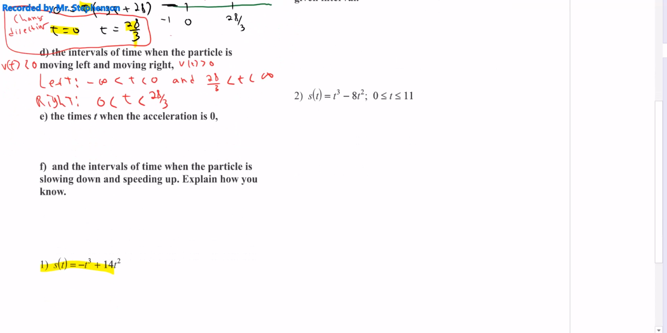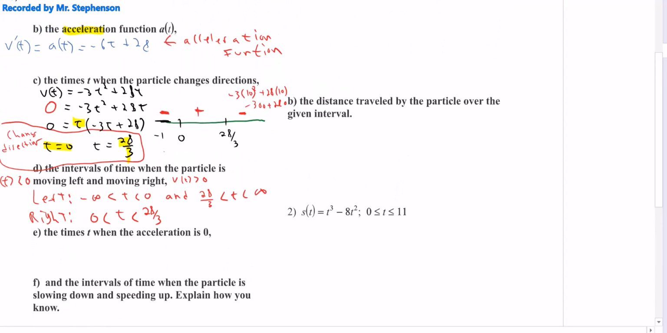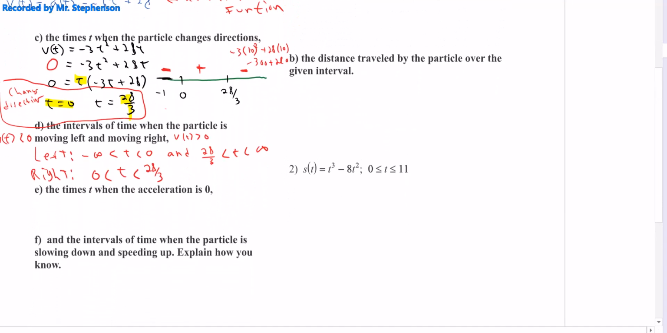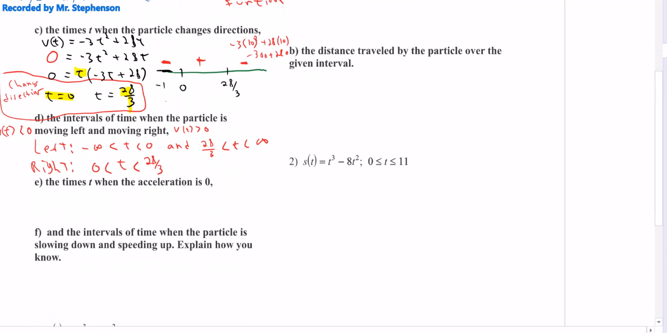Part E here is find the times when the acceleration is 0. This means we need to take our acceleration function, which is negative 6t plus 28, and set it equal to 0. And we will get t equals 28 over 6. Simplify a little bit, we can get 14 over 3. That is when the acceleration is 0.